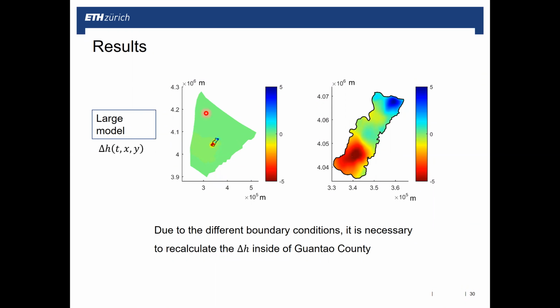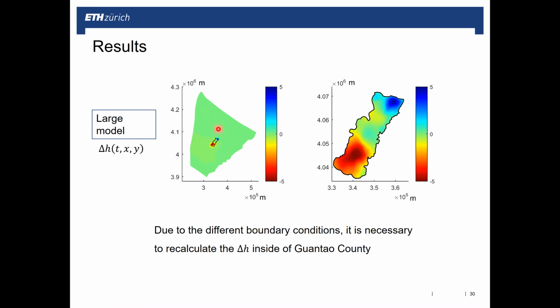This is the delta H changes at the last time step. From here you can see that the changes fade out far away from the Guantao. So this also confirms that the boundary we chose is large enough.